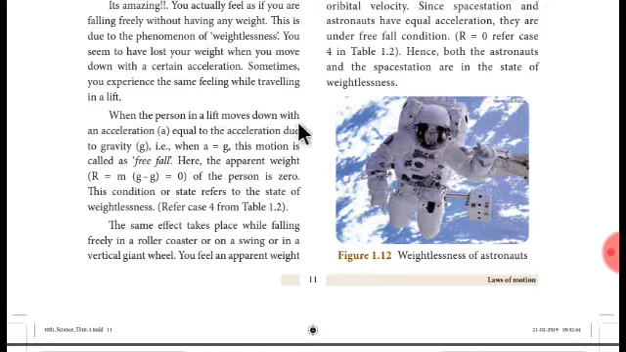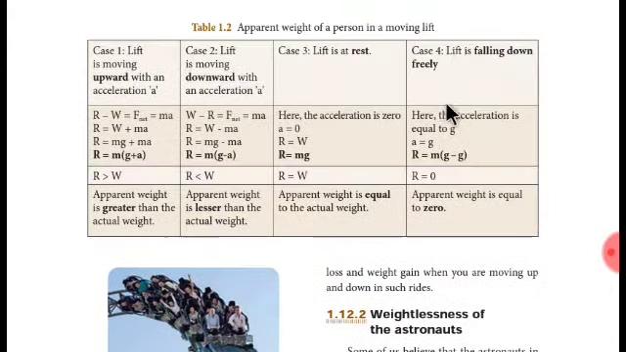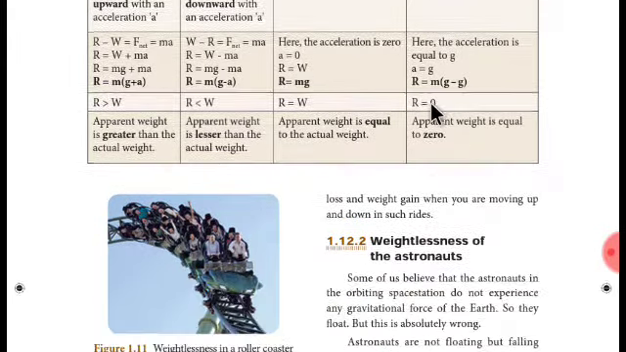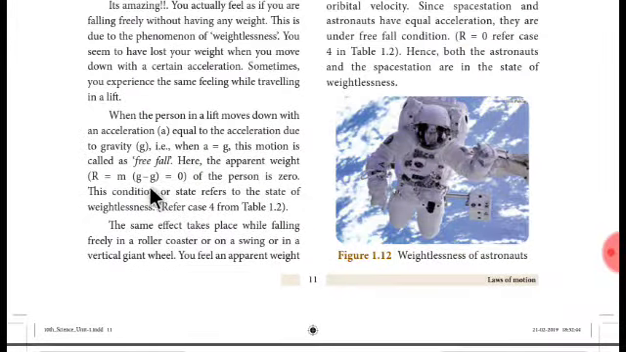When the person in a lift moves down with an acceleration a equal to the acceleration due to gravity. So what they are saying is that if the lift moves downwards with an acceleration a, which must be equal to the acceleration due to gravity, then that condition is called free fall condition. I mean the case 4 condition is called free fall. A is equal to g, that's what they are saying.